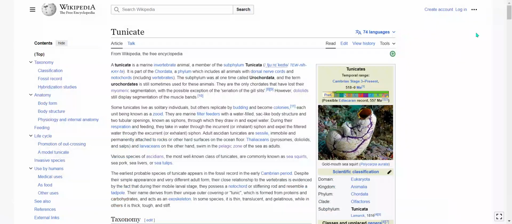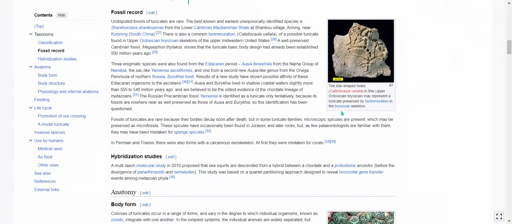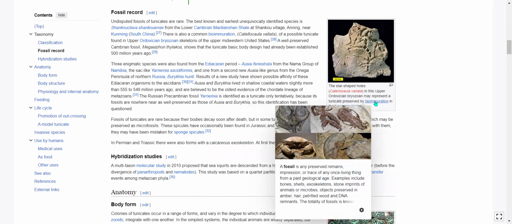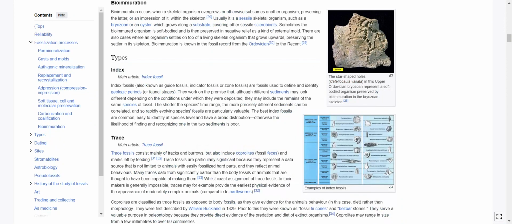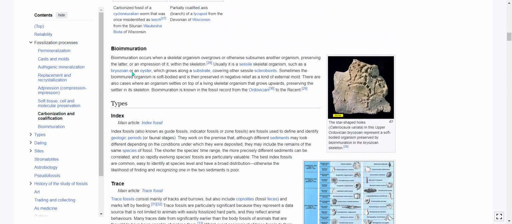So that's a lot of stuff that makes more sense to geologists and archaeologists and maybe biologists, people that know a lot about fossils. Bioimmuration, oh no, here it linked us to this part of the fossil thing. Let's read this real quick. Bioimmuration occurs, and I don't know if that's pronounced correctly, when a skeletal organism overgrows or otherwise subsumes another organism, preserving the latter or an impression of it within the skeleton.